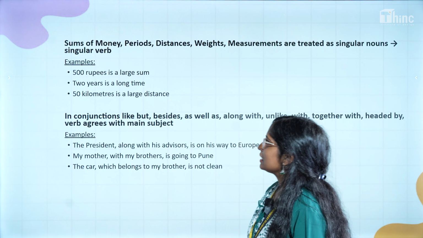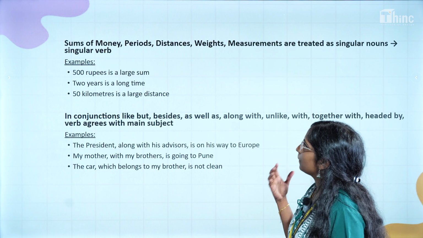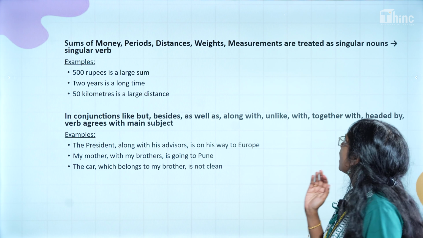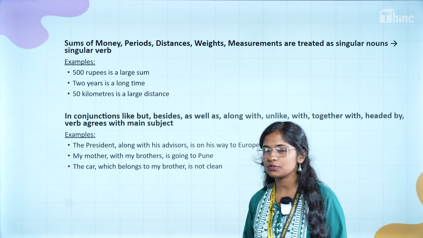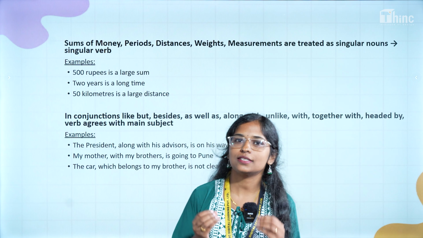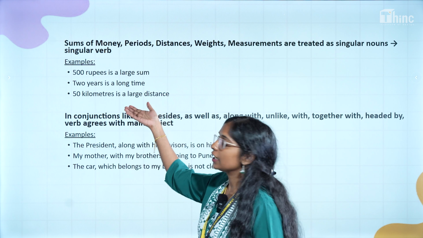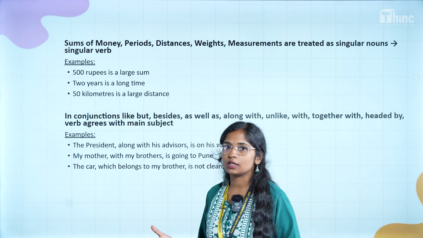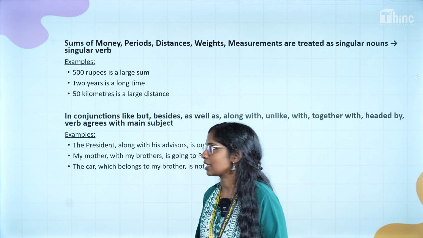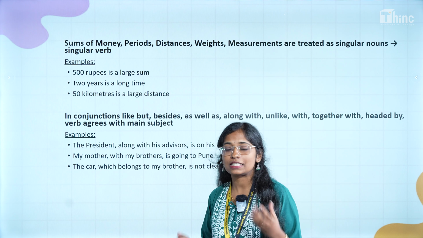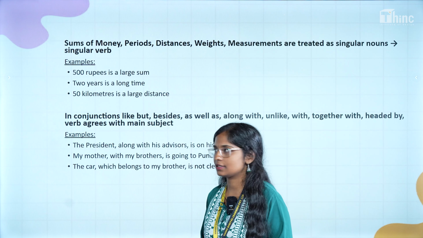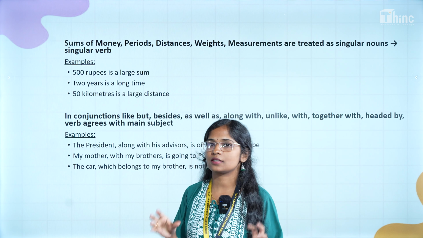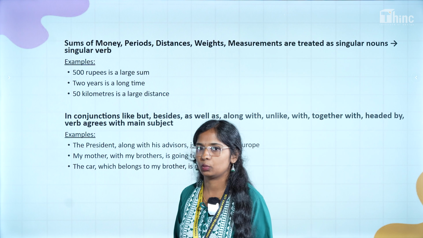Next, sums of money, periods, distances, weights, measurements. They are treated as singular nouns, and therefore we use a singular verb. 500 rupees is a large sum. 2 years is a long time. 50 kilometers is a large distance. So just because you see an S here, don't assume that it is a plural subject and use a plural verb.